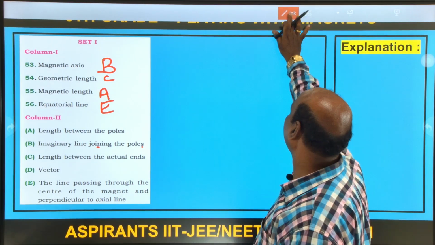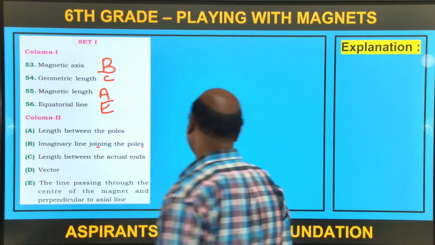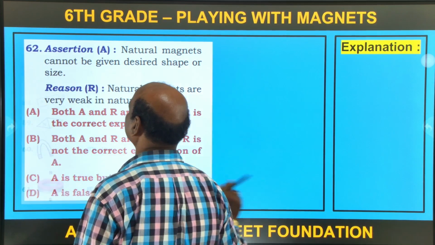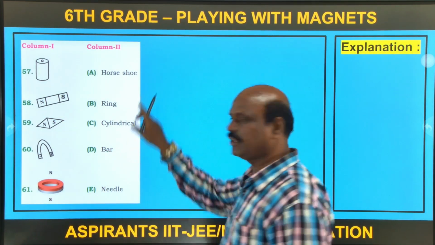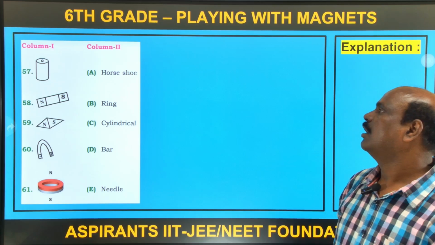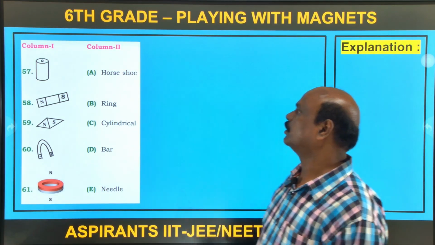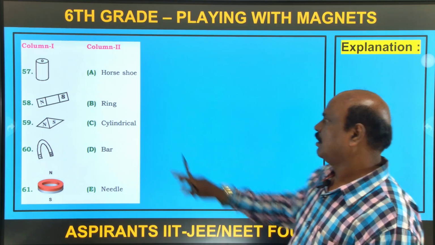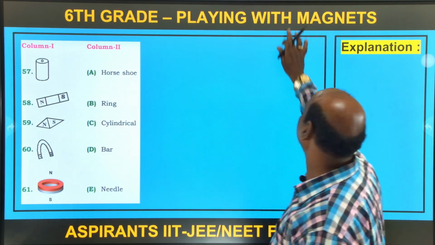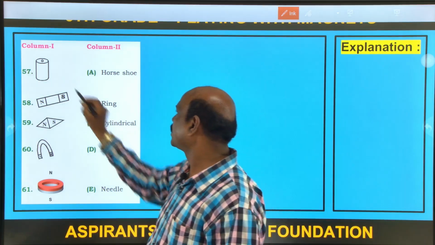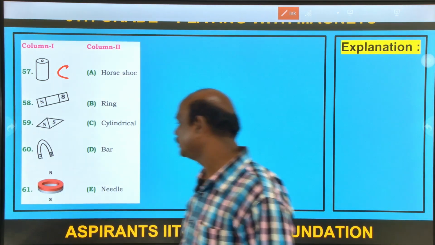These are the options related to match the following or matrix match. One more set you can see: column 1 and column 2. Which magnet is this? This is called a cylindrical magnet. So cylindrical magnet, option C.